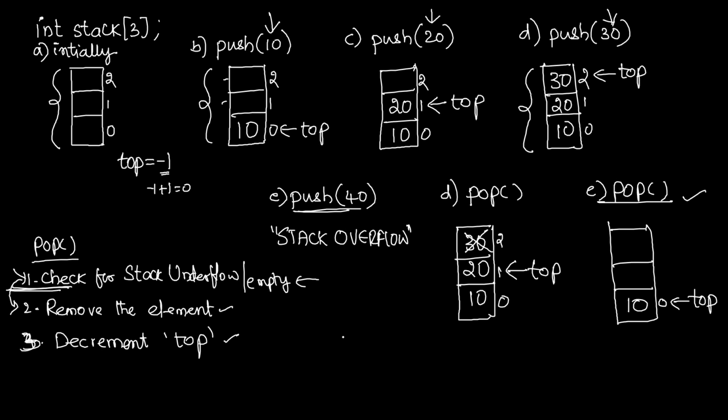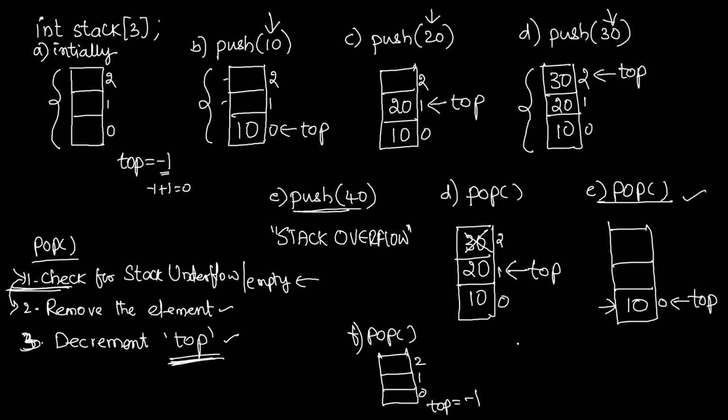There is only one element, and you try to perform one more pop operation. F is a pop operation. So what is going to happen? We have only one element in the stack, and that one will be deleted. Remove the element, and the last step is decrement the top. So the top value becomes -1.